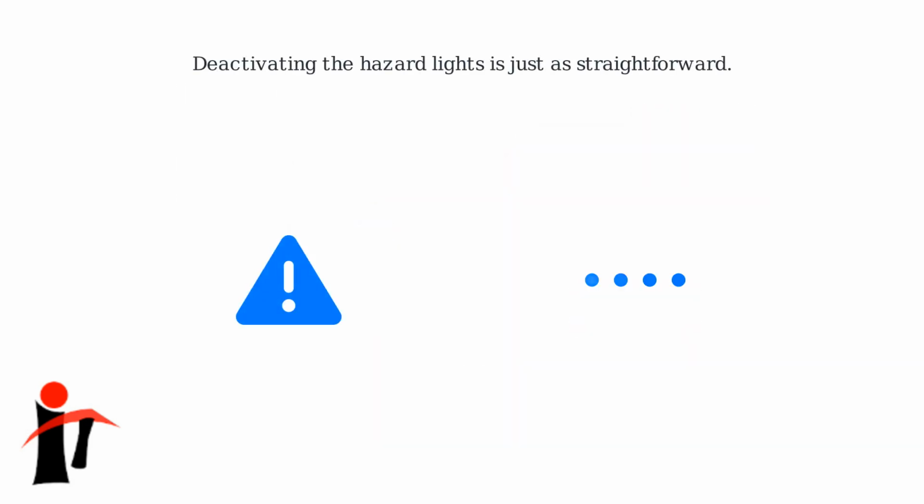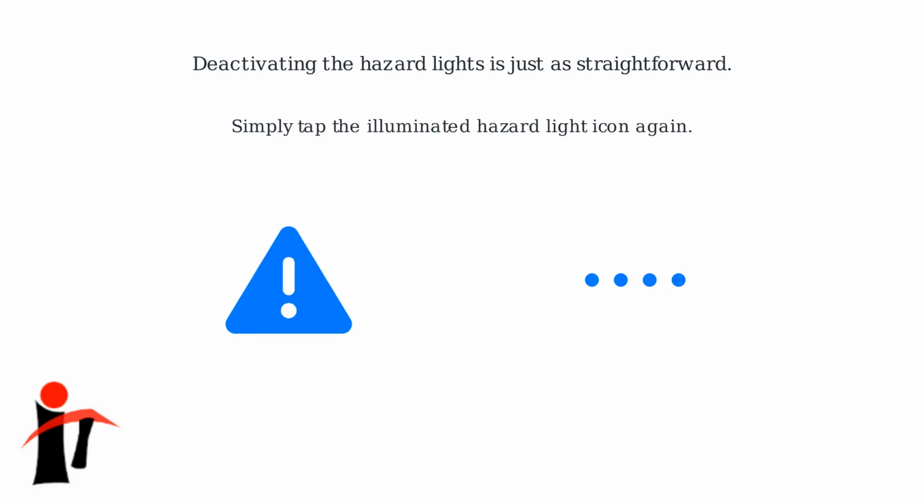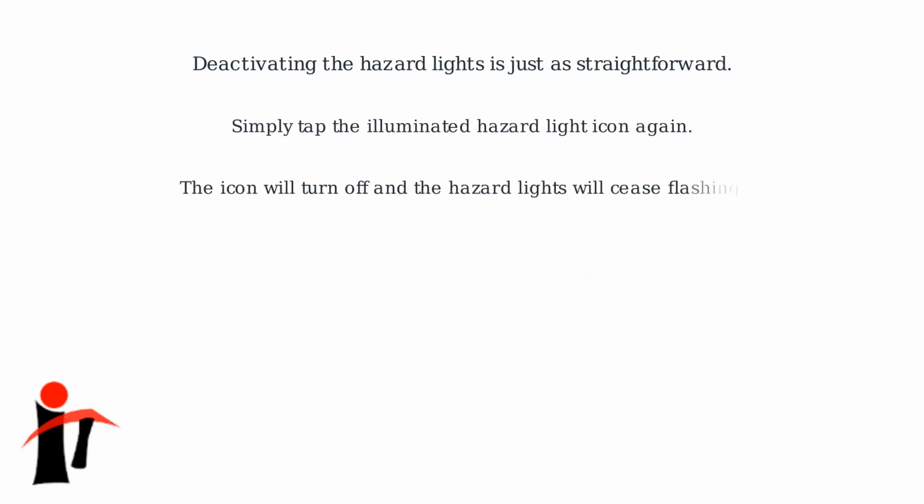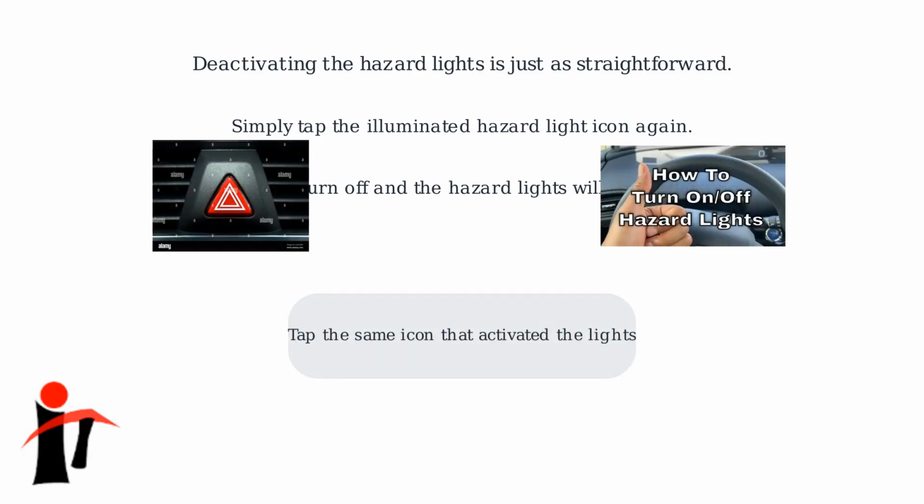Deactivating the hazard lights on your Tesla Model Y is just as straightforward as activating them. Simply tap the illuminated hazard light icon on the touchscreen again. The icon will turn off, and the hazard lights will immediately cease flashing.